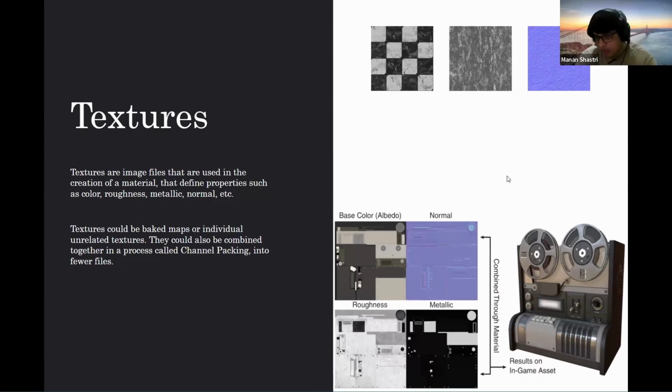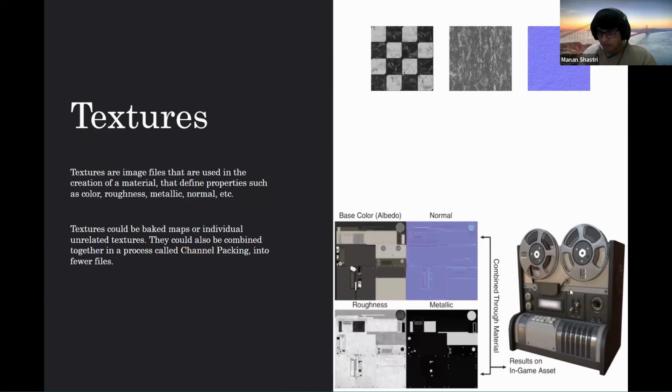So if you are using textures, you need to make sure that you're using baked maps, or you need to combine them into something called channel packing, which basically makes sure that you're using appropriate textures for an appropriate mesh. So think of a texture as gift wrapping paper, and then you're essentially wrapping it around your object.